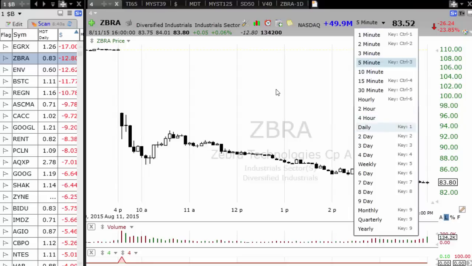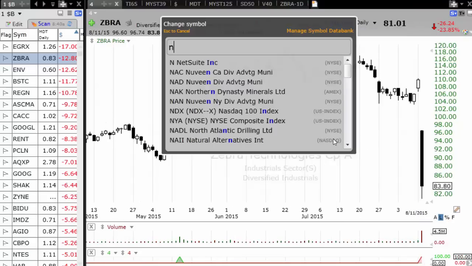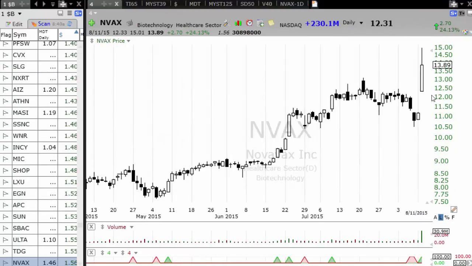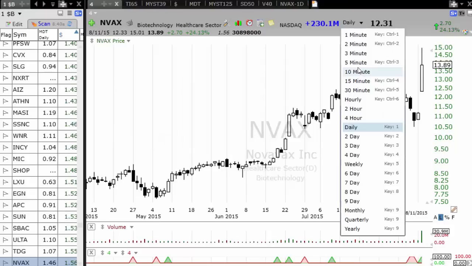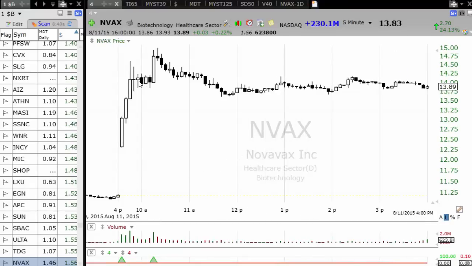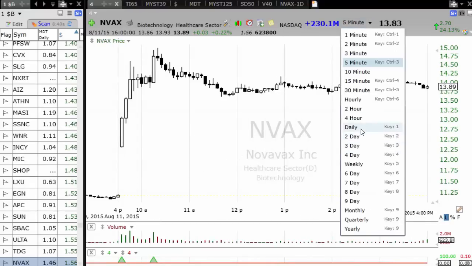Or like one of the candidates which I shared on the site, NVAX showed up in the first 1 or 2 minutes. It set up at one stage here and made a quick move, but because of the market weakness it ended up giving up the gains.